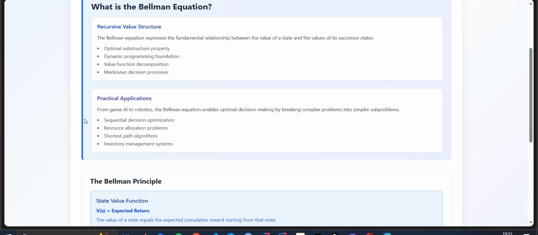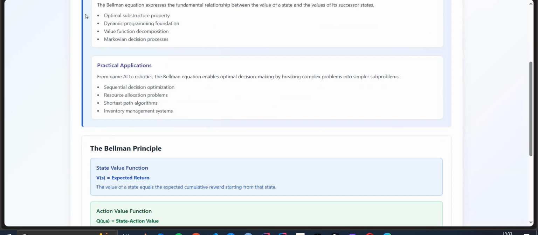Okay, now there is a key idea here called the optimal substructure property. What is that? It basically means that if you can solve smaller parts of a problem optimally, you can combine those smaller optimal solutions into one big optimal solution. And this is why the Bellman equation forms the foundation of dynamic programming. It gives us a way to compute the best decision at every stage without looking at the entire decision tree from scratch.